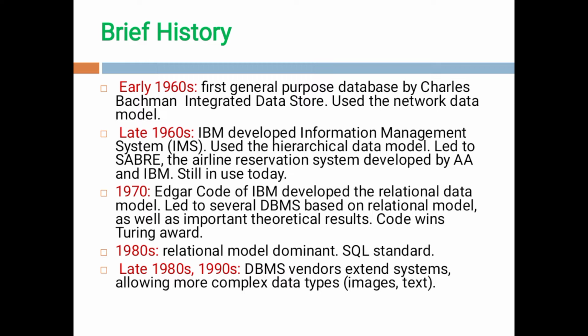Later on in the 1960s, IBM developed the Information Management System, also known as IMS. They used the hierarchical data model to develop it. It led to the development of the airline reservation system, developed by American Airlines and IBM, and that system is still used nowadays.